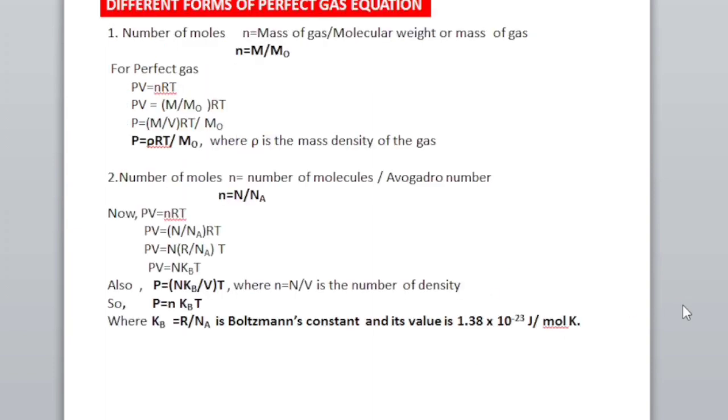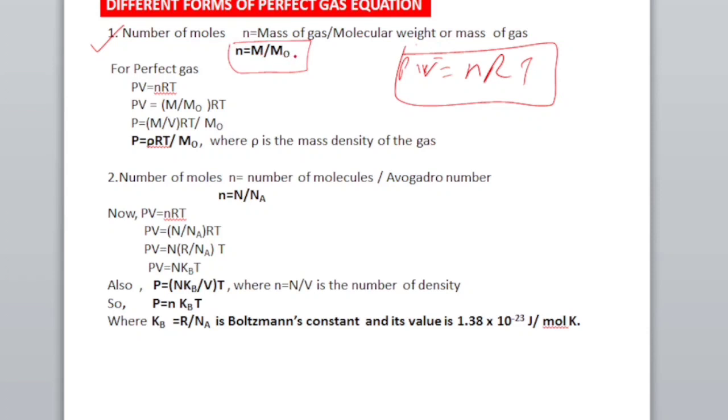Now, next, different forms of the perfect gas equation. You know the gas equation is PV equal to nRT. This is one form of the ideal or perfect gas equation. You can write it in another way also. First one is in terms of number of moles, then mass and molecular mass of the gas. Number of moles is defined as mass of gas by molecular weight of gas. It means n equal to M by M naught, where M is the mass of the gas and M naught is the molecular mass of the gas.